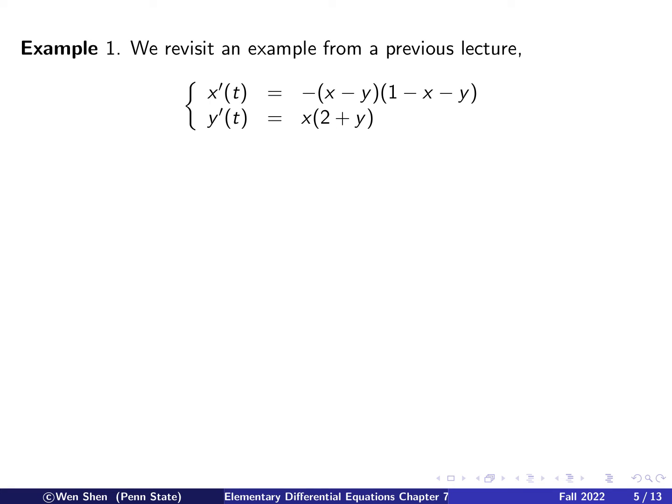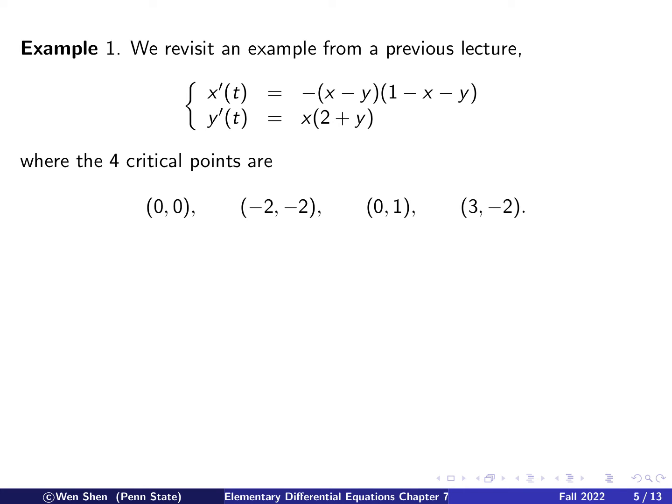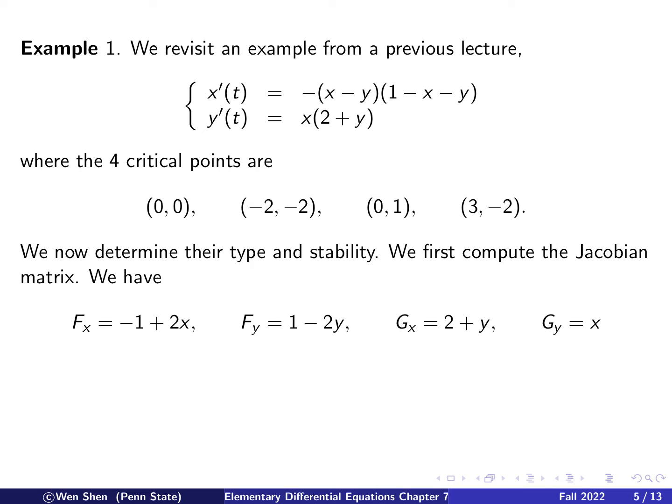Okay, let's take an example. We revisit an example we did from the previous lecture, where the right-hand sides are factorized, and we have already identified the critical points. So let's write out the 4 critical points we have found. One is (0, 0), and the second (-2, -2), and then (0, 1), and (3, -2). And we wish to understand the type and the stability of these critical points.